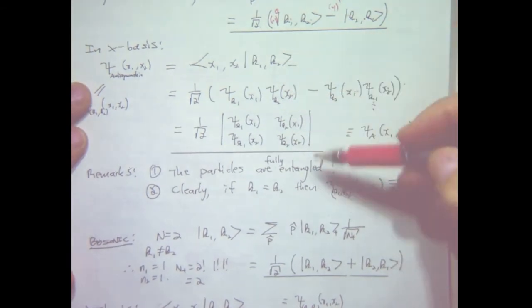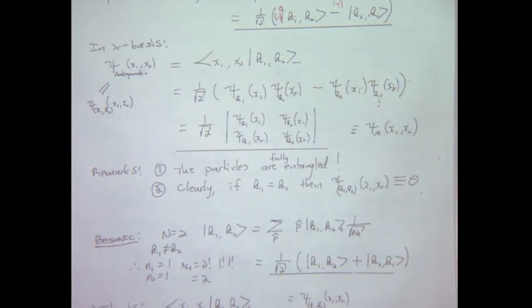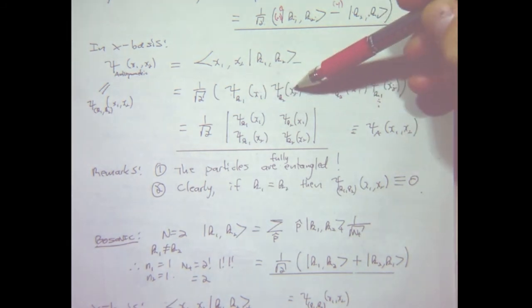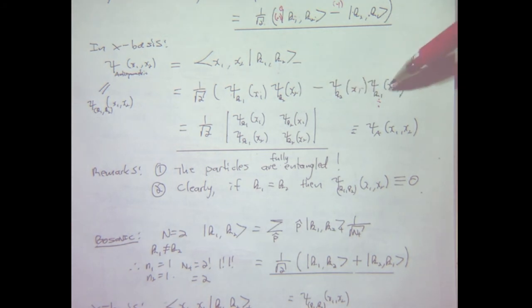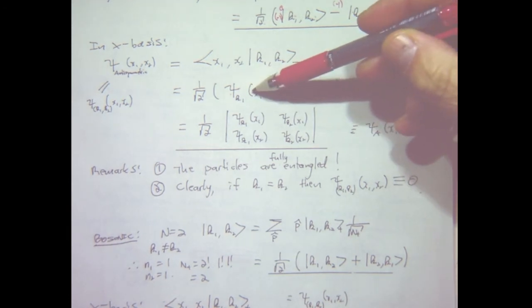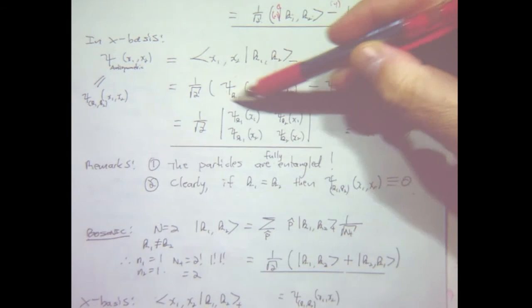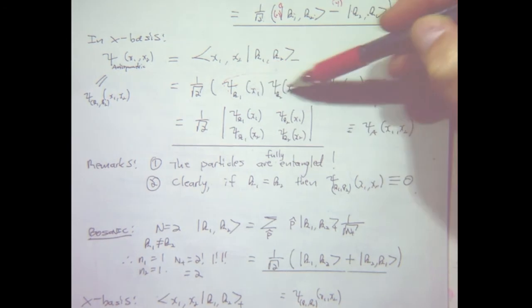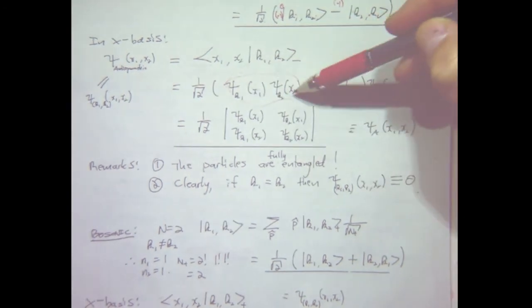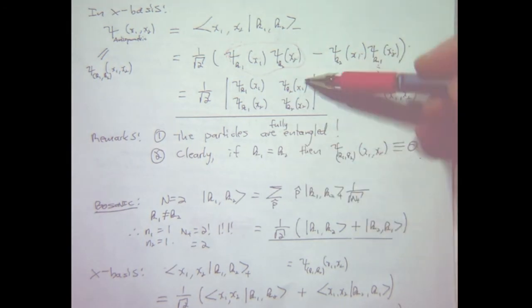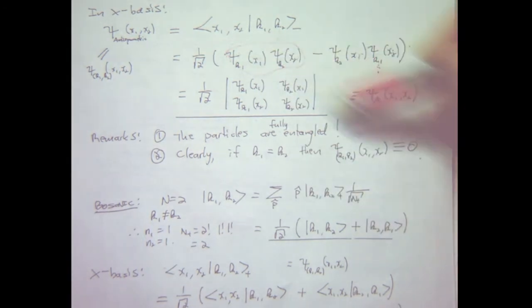The particles are fully entangled in a sense that you'll really appreciate later, but it's as if you've got a particle at x1 and a particle at x2, or some other particle at x1 and some other particle at x2, but they come in these pairs, and every possible permutation exists in each of these product terms. All the permutations of k's and x's exist in each term. It's completely entangled. And obviously from this, if k1 equals k2, then that wave function equals zero.